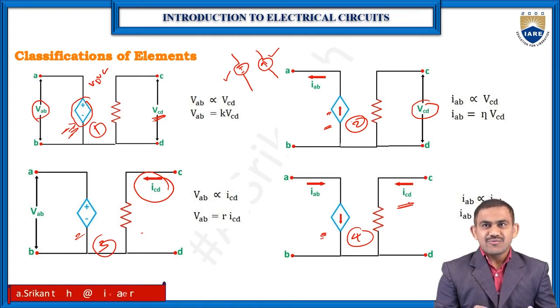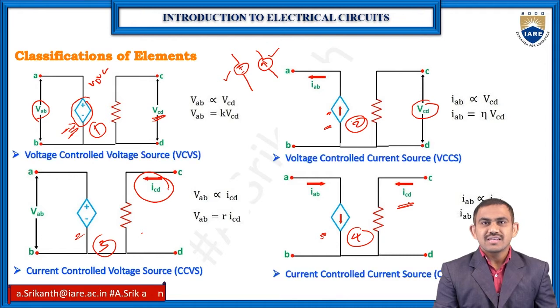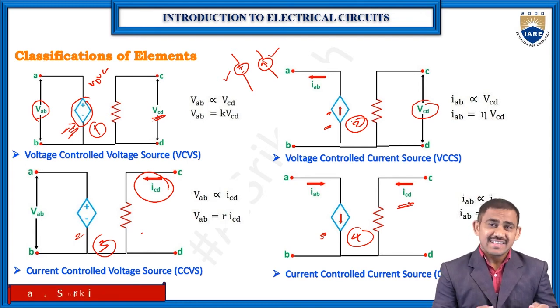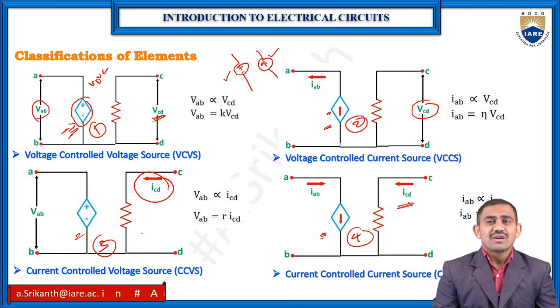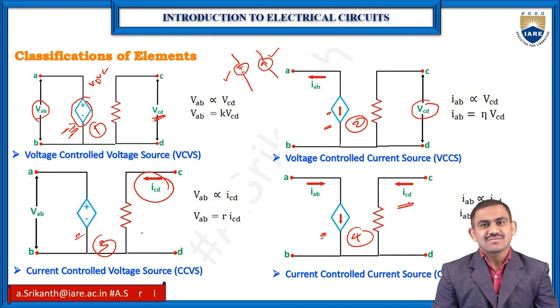Okay. So, these are the four dependent sources. Voltage controlled voltage source, or voltage dependent voltage source. You can say dependent or controlled. The second one is voltage controlled current source. The third one is current controlled voltage source. And the fourth one is current controlled current source. So, these are the dependent sources.